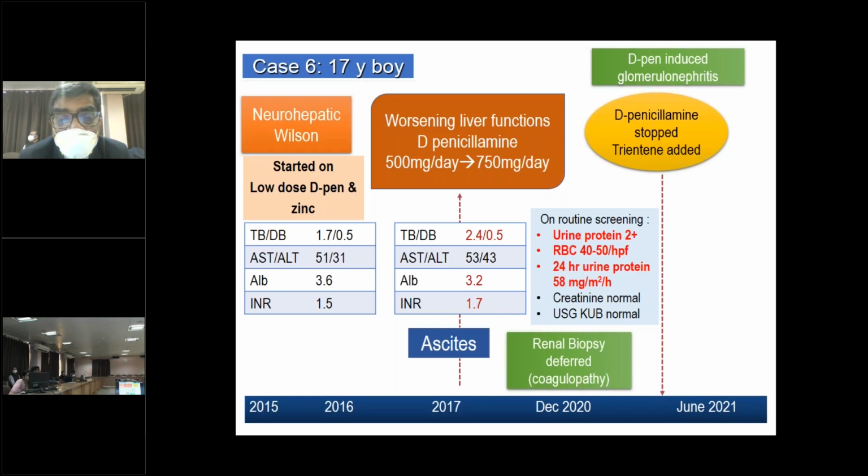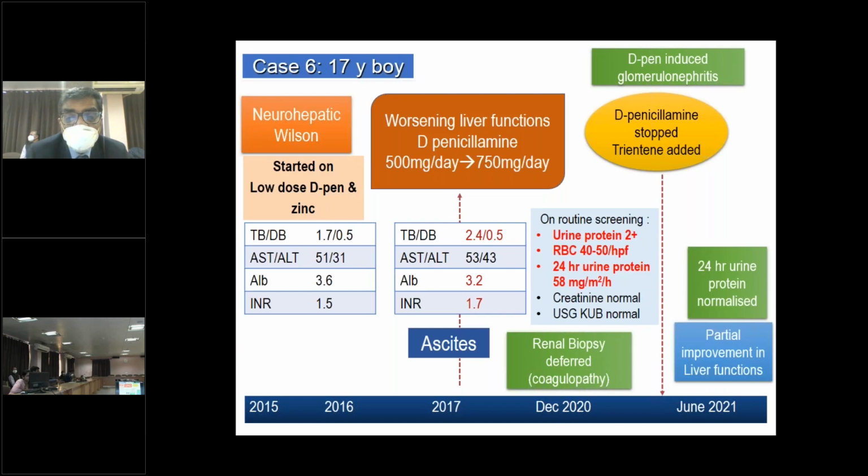So D-penicillamine was stopped and the child was started on trientine. Subsequently, over a span of 6 months, the 24-hour urine protein has normalized and there is partial improvement in the liver functions.